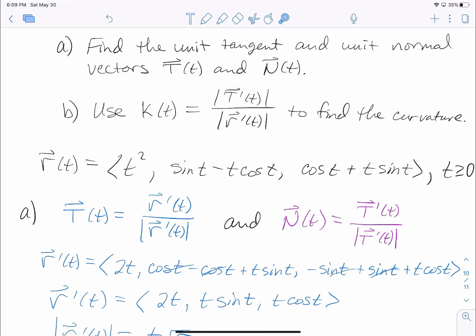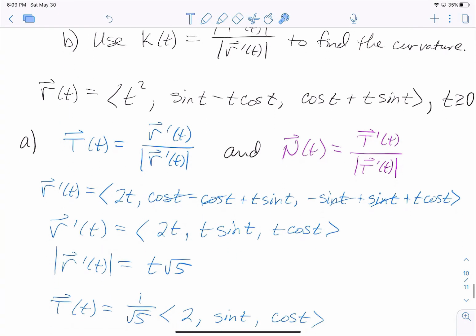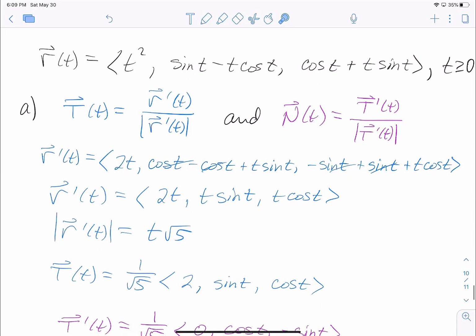So for r'(t), we're left with ⟨2t, t sin t, t cos t⟩. The magnitude of r'(t) is then going to be t times the square root of 5. This is where it comes into play that t is greater than or equal to 0. We don't need the absolute value.